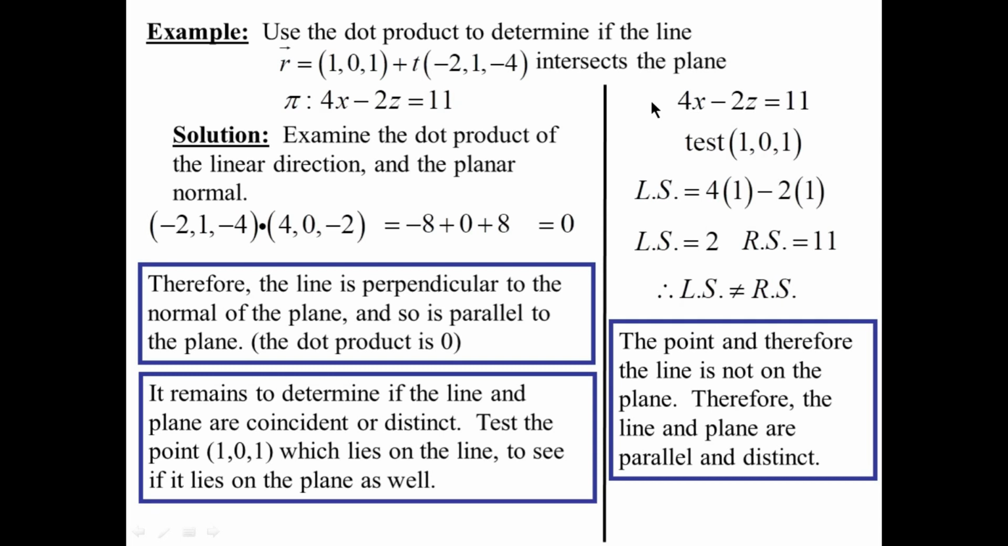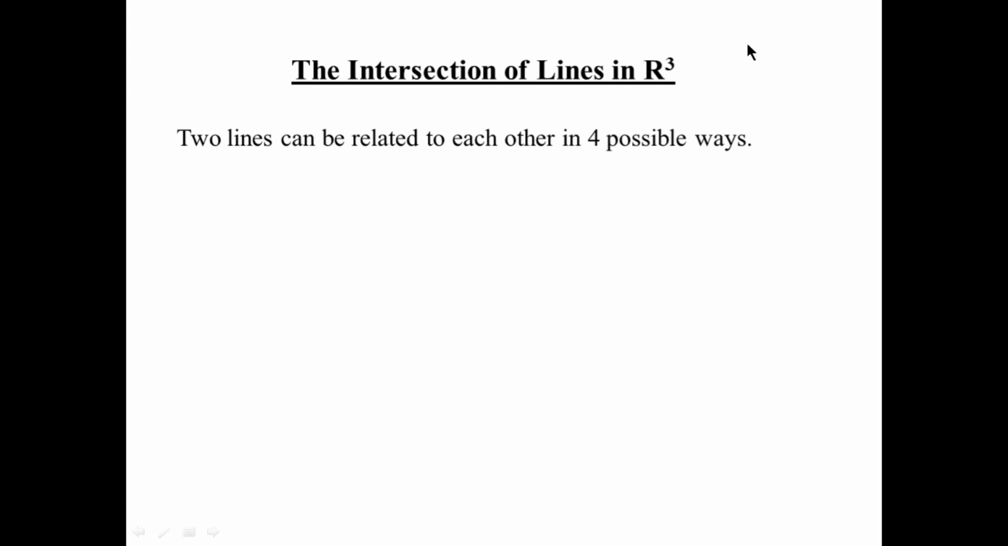Continuing. Okay, we've talked about lines and planes. How about lines and lines in 3-space and their intersections? Two lines can be related to each other in 4 possible ways. Now remember, a line and a plane interact in 3 possible ways. They either pierce, or the line is within the plane, or the line is parallel to but distinct from the plane. Here we have 2 lines, and they can relate to each other in 4 possible ways.